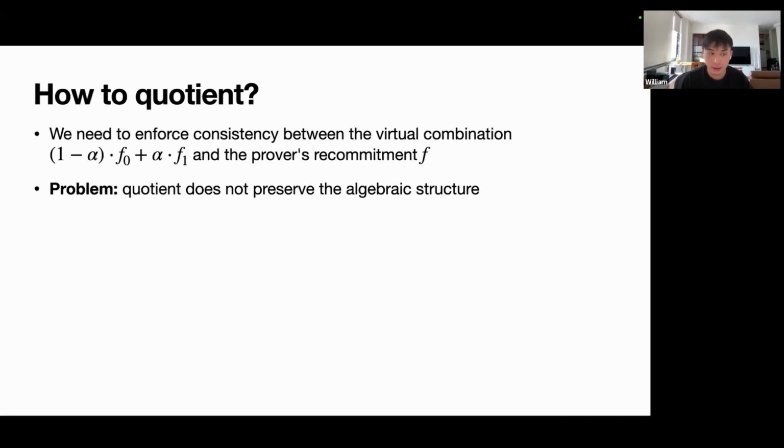But the issue is that the quotient doesn't really play well with algebraic proximity claims, in the sense that even if this vector F is a valid code word in this subcode, it doesn't necessarily mean that its quotient is also in the subcode. So in some sense, the quotient does not preserve the algebraic structure that we're checking.